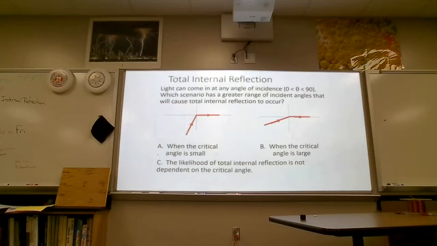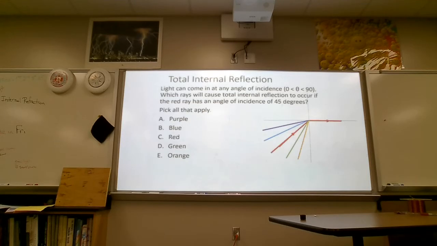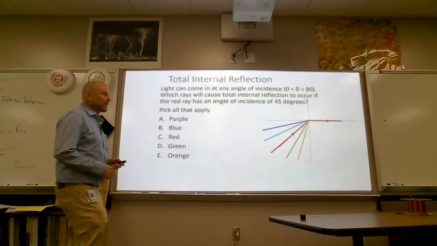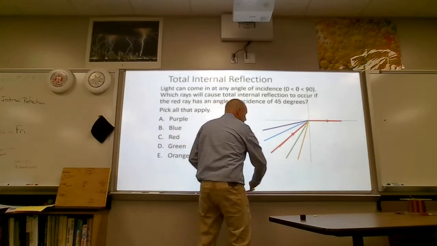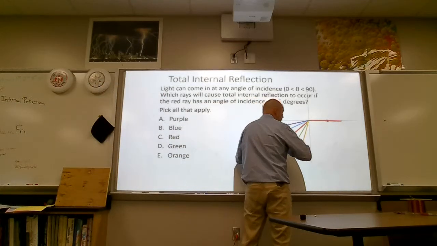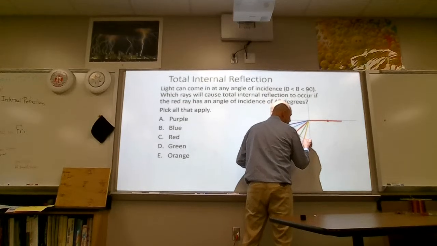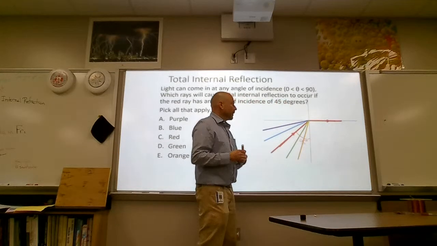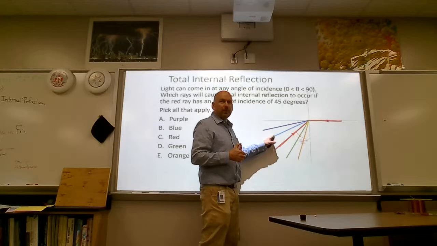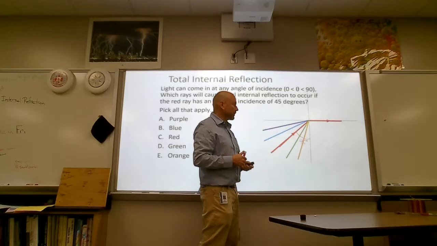What do you say? Correct answer is A. Okay, we have a small critical angle. So going back to this one, the critical angle for this original one was 45 degrees, and the blue and the purple experienced total internal reflection.